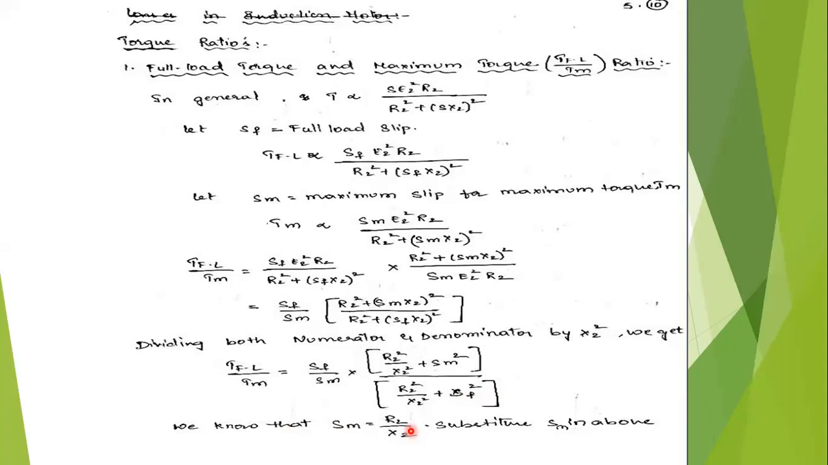Now we are substituting in the previous one. At the time of maximum torque, what is the condition? S is equal to R by X. So R2 by X2, SM is equal to R2 by X2. If you know that condition, and you substitute it in the above equation, what will you get? Here, in the place of R2 by X2, I am substituting SM. So SM square you will get. We will see that in the next slide.